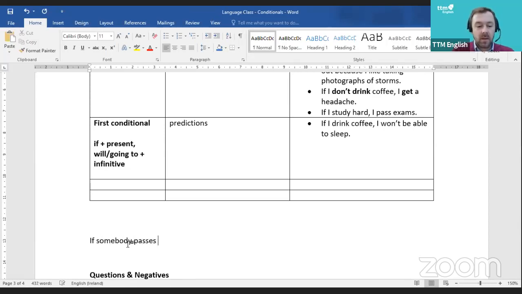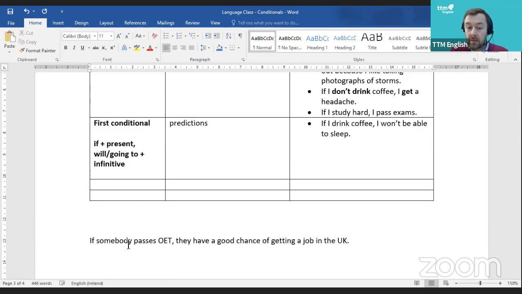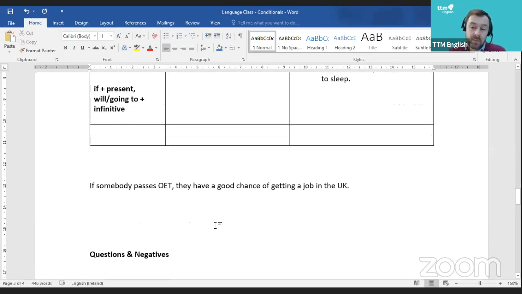If somebody passes OET, they have a good chance of getting a job in the UK. Now, that's a certain thing. That's what I'm saying. If somebody passes OET, they have a good chance of getting a job in the UK. I am making that as a statement of fact. If I pass OET, I will get a job in the UK.